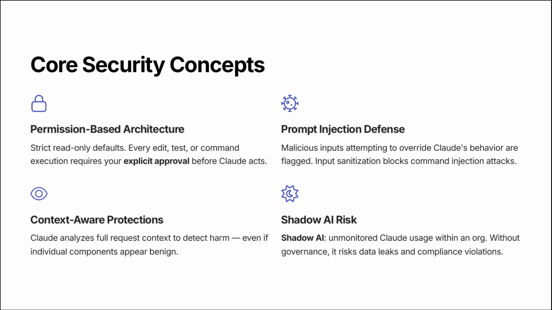Lastly, we have to be aware of the shadow AI risk. Shadow AI refers to unmonitored usage of Claude within an organization. Without proper governance, it can potentially lead to data leaks and compliance violations. So these are the four core security concepts that are important to understand when working with Claude Code: the permission-based architecture, defense against prompt injection, context-aware protections, and awareness of shadow AI risk. All these concepts contribute to making Claude Code a secure and reliable coding assistant.